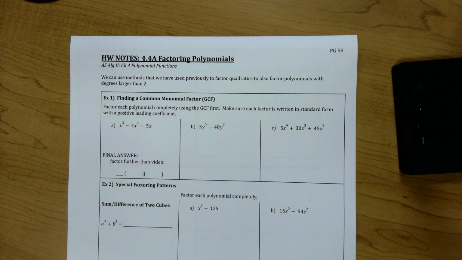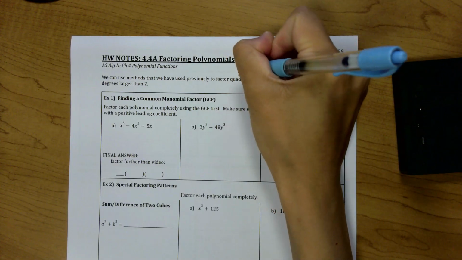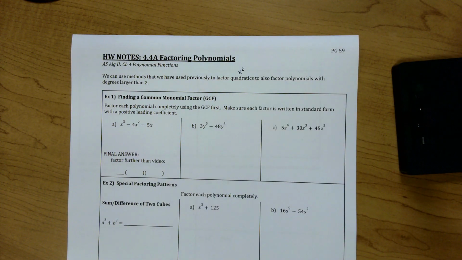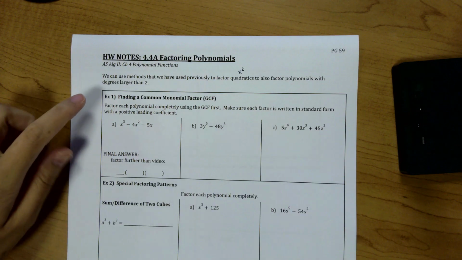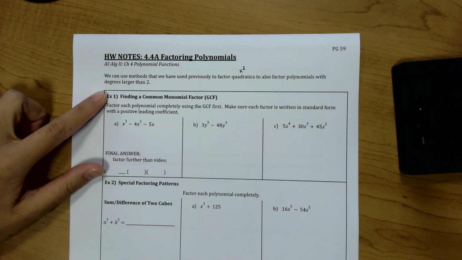So we're going to be using methods that we have used previously to factor quadratics, which are expressions with x squared as your largest degree, to factor polynomials with degrees larger than 2. The first thing we always try to check for is the GCF by finding a common monomial factor.